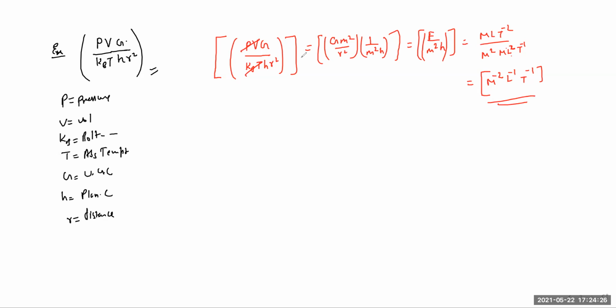Sir, H is M L square T minus 1. Okay, sir, yes. Because H is like energy into time. Always remember energy into time. Yes, sir. Energy is M L square T minus 2 into T, then T minus 1. Sir, but I don't understand how you got PV and K_B T. Okay, the dimension of pressure into volume is always energy. Dimensionally, they are energy only. So because pressure into volume has dimension of energy, K_B T also has dimension of energy. So two similar dimensions will cancel out.